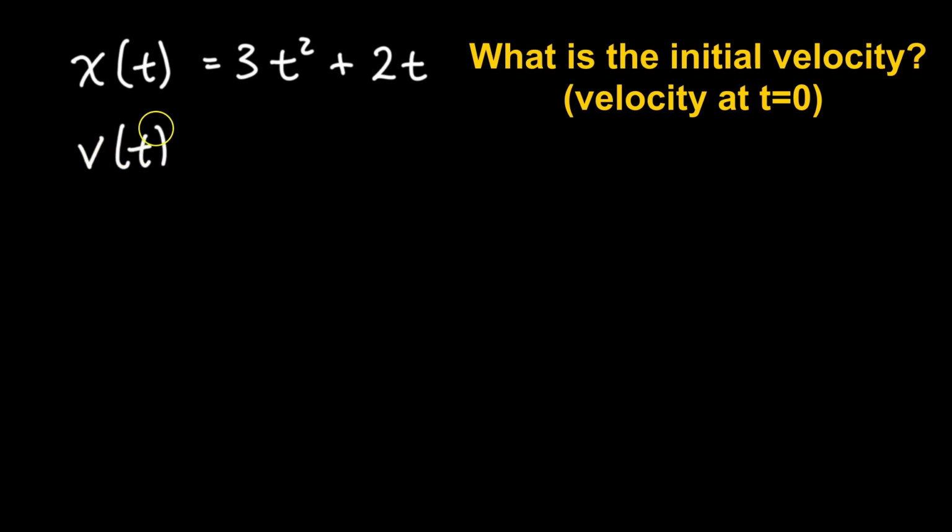So we get that v is equal to dx over dt. Remember, the derivative of the position equation gives us the velocity. And we're going to use the two steps I told you earlier to find the derivative. We're going to bring the exponent down. So 2, we're going to bring it down. If there's a coefficient, we're going to multiply that. So it's going to be 6t.